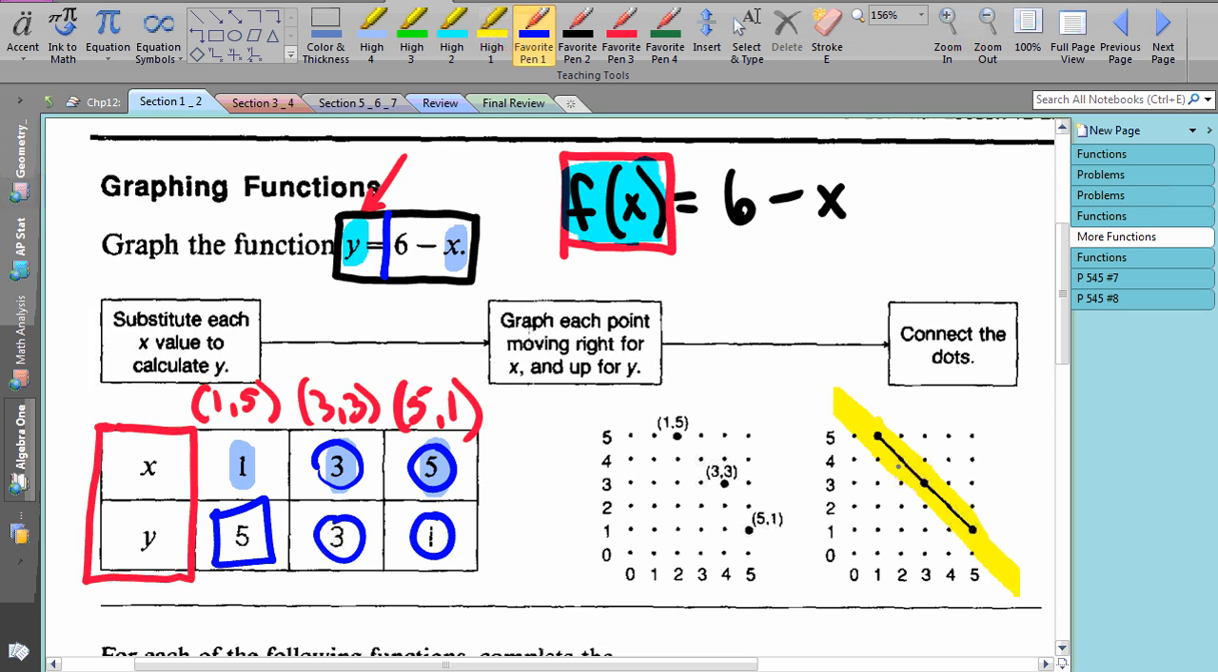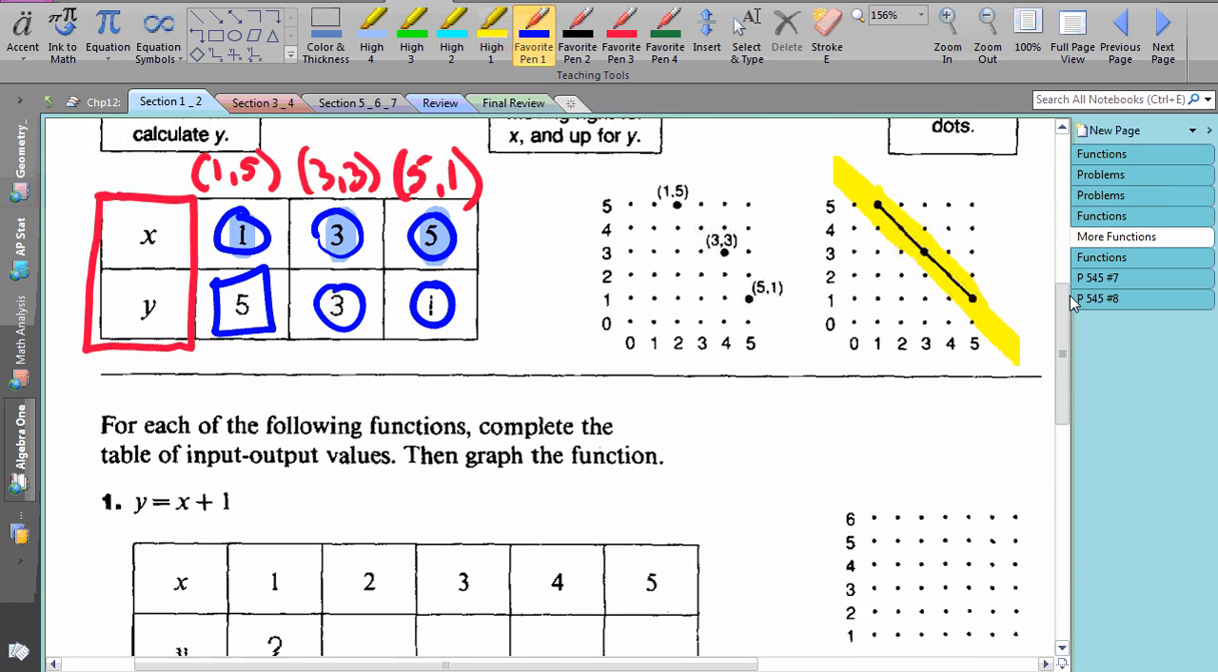So once again, we're taking this function, we're plugging in points, x values, those are our domain values, and we're getting out y values, that's our range values. And then we just graph them like we did before, and then we get a straight line. Let's do a few examples in here.